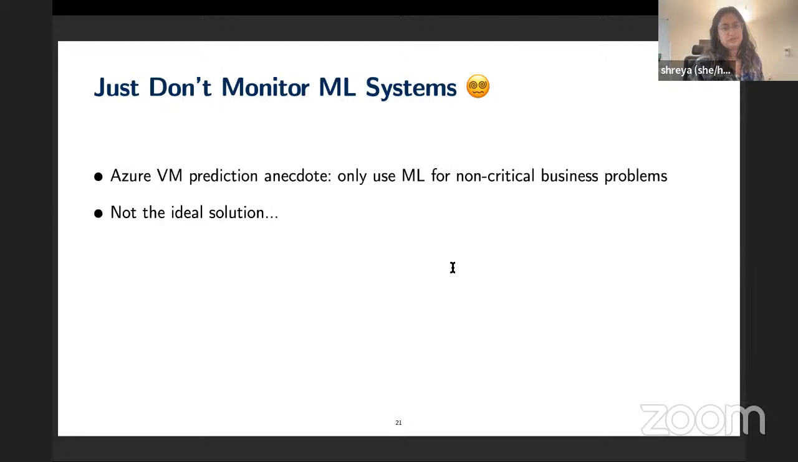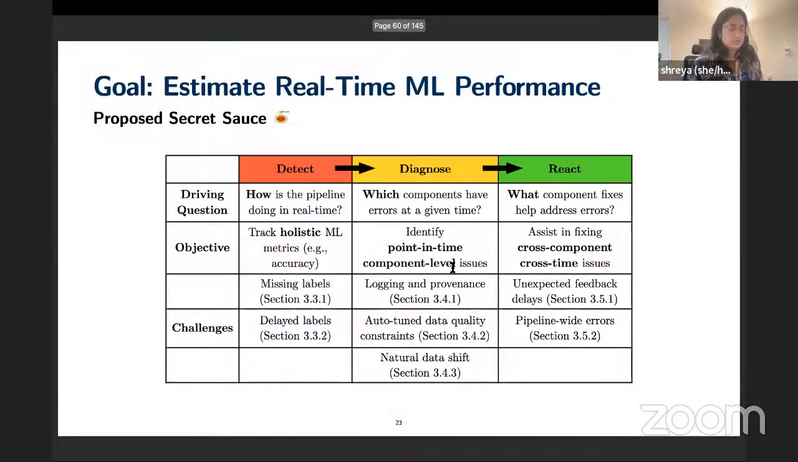Motivating more generalized frameworks. Cool. So finally, getting to kind of the meat of the paper. I mentioned this three-pronged approach around detection, diagnosis, and reaction. I'll talk a little bit about detection now, and then we'll get to questions.